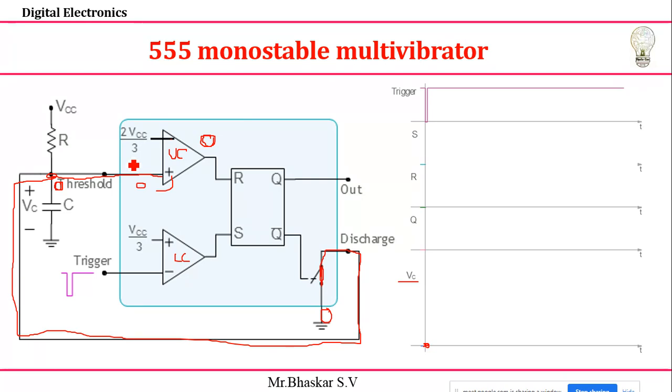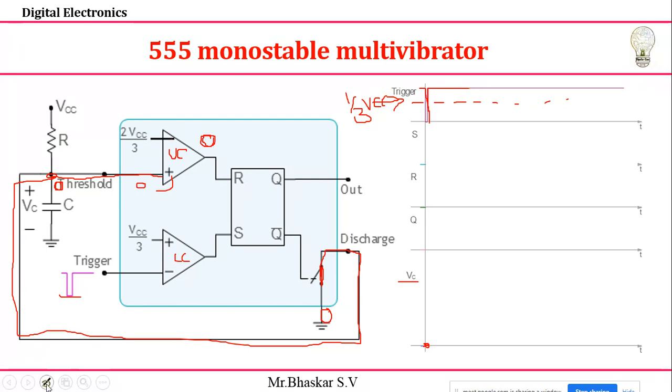Now I'm going to use one trigger pulse. This is my trigger pulse, and it's a negative trigger, so the value should gradually decrease. The trigger pulse value I'm going to take here is 1/3 of VCC. Let's take it as 1/3 of VCC, we don't know the voltages.